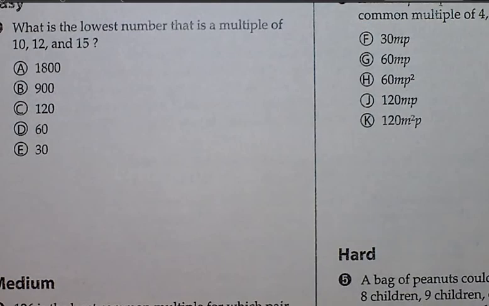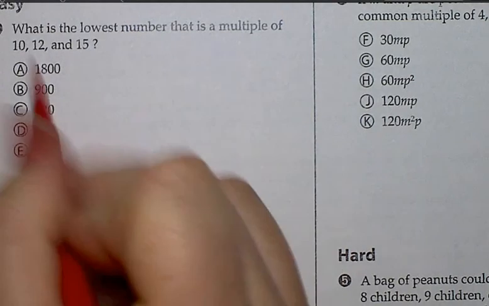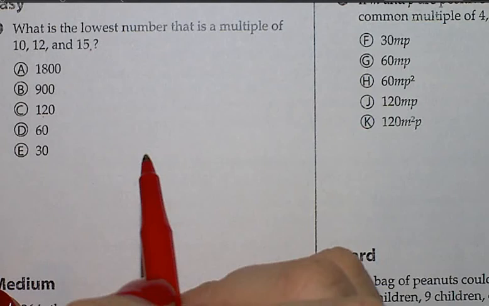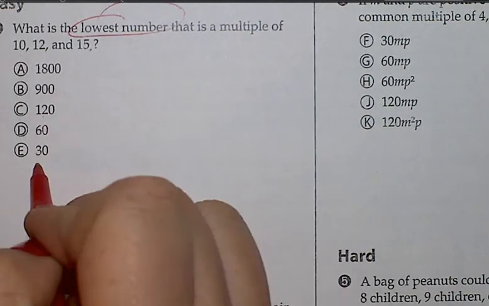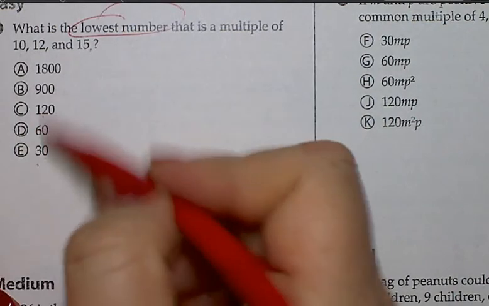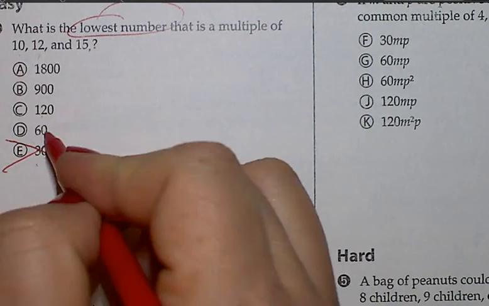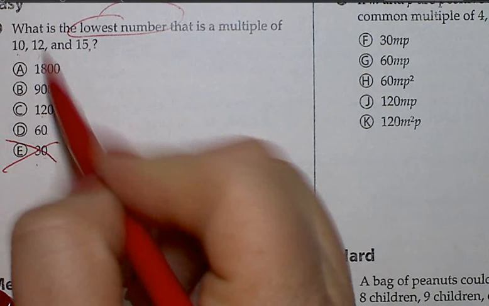What is the lowest number that is a multiple of 10, 12, and 15? All right, so we want to know which one of these numbers is in the list of multiples for 10, 12, and 15. Because it says lowest, I'm going to start with 30. So 30 is a multiple of 10. Is it a multiple of 12? 60 is a multiple of 10. It's a multiple of 12, and it's a multiple of 15. Done.